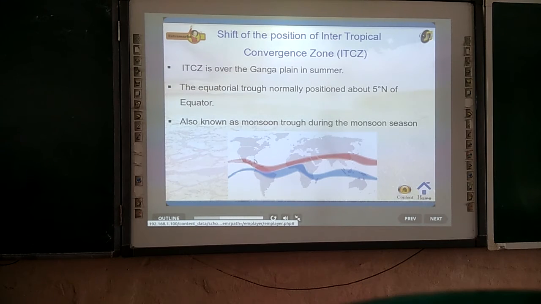Shift of the position of Intertropical Convergence Zone, ITCZ. Let us understand the mechanism of monsoon in reference to the shift of the position of the Intertropical Convergence Zone. The Intertropical Convergence Zone, ITCZ, is over the Ganga Plain in the southeast. The equatorial trough is normally positioned about 5 degrees north of the equator. It is also known as monsoon trough during the monsoon season.